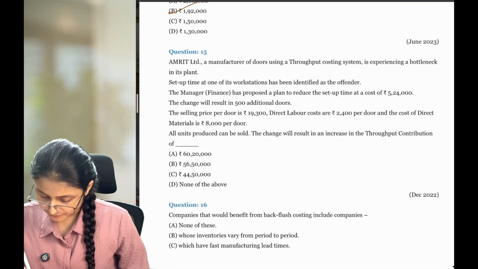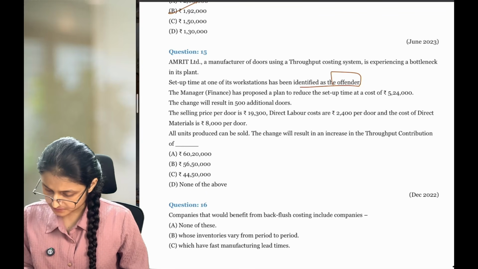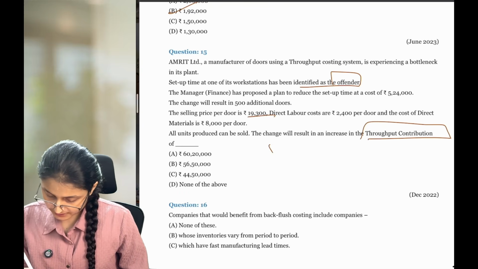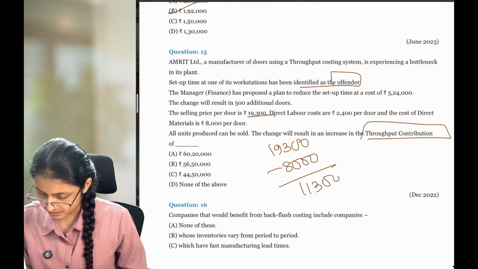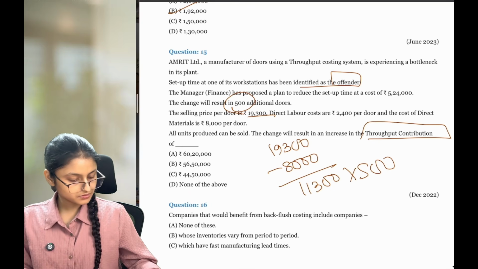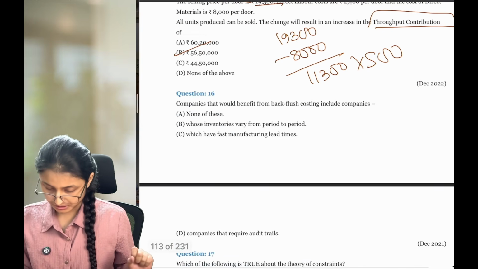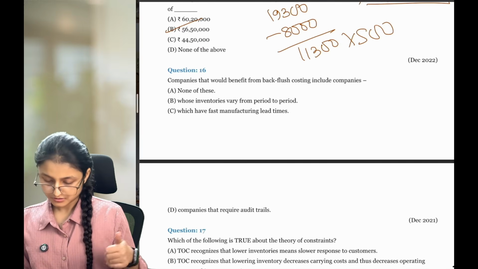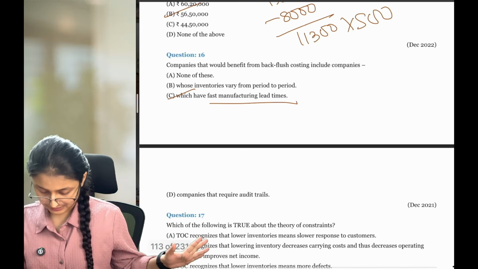Setup time at one of its workstations has been identified as the offender. So again a setup time related question, but here they want us to calculate the increase in throughput contribution. So what to do? Take your selling price which is 19,300 minus material cost which is 8,000 will give you 11,300 multiplied by number of doors which is 500. So 11,300 into 500 will give you 56,50,000 as your throughput contribution. Companies that would benefit from backflush costing include companies which have fast manufacturing lead time. This we have already seen.